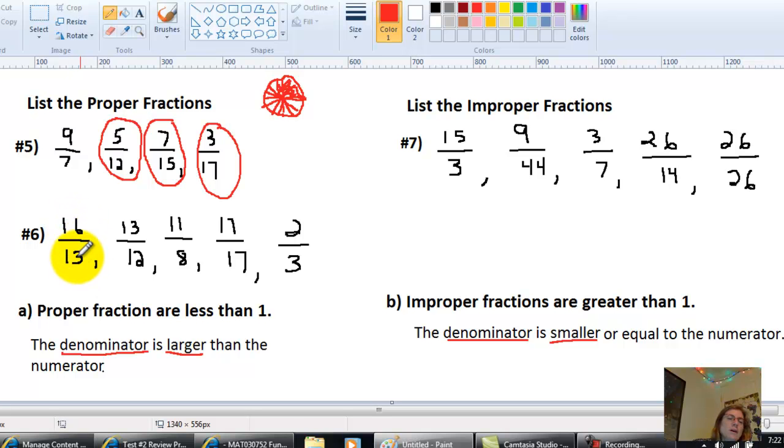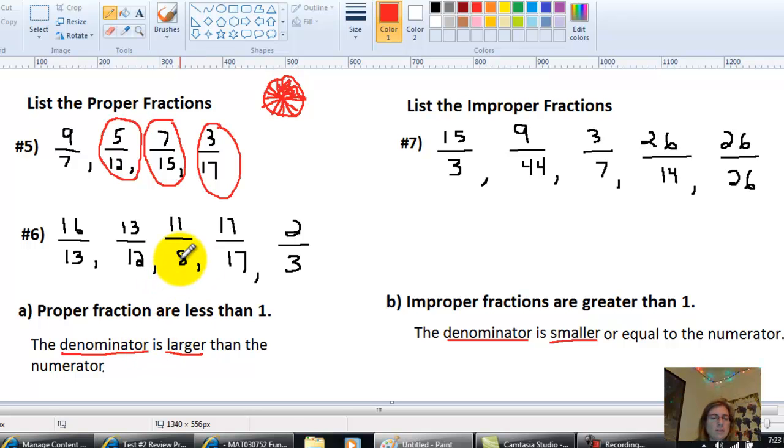The first one, 16 pieces of something cut into 13 pieces. Well, that's more pieces than 13. The denominator is not larger, so that's not a proper fraction. 13 pieces of something cut into 12 pieces, so that is improper. Denominator is 8. A whole pie is cut into 8 pieces. There's 11 of them, that's more, that's improper.